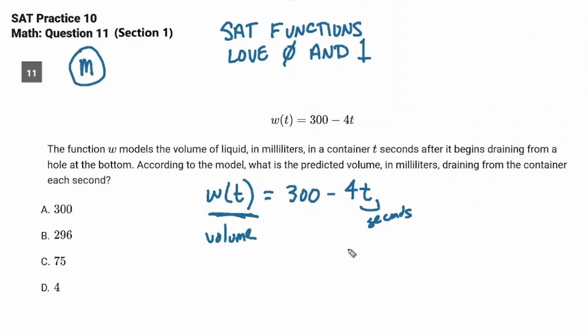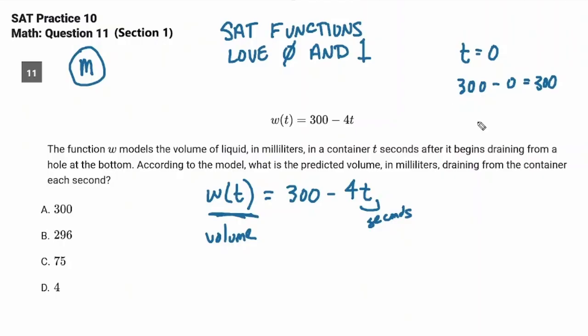All you got to do is plug in. You can plug in anything that you want, but functions on the SAT love 0 and 1. So let's just plug in 0 for t, 0 time. What's going to happen? Well, it's going to be 300 minus what? 4 times 0, which is 0, so that's 300. So at time 0 seconds, what's going on? You got 300 volume, which makes sense, right?